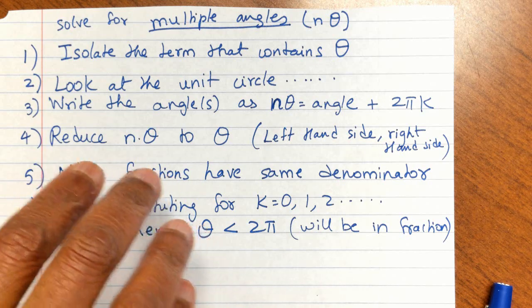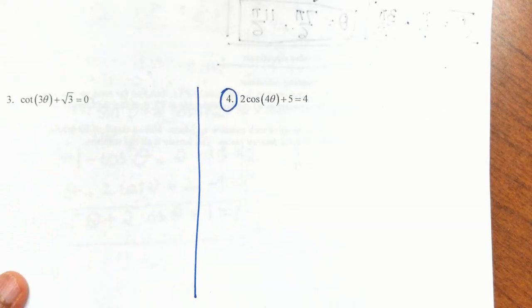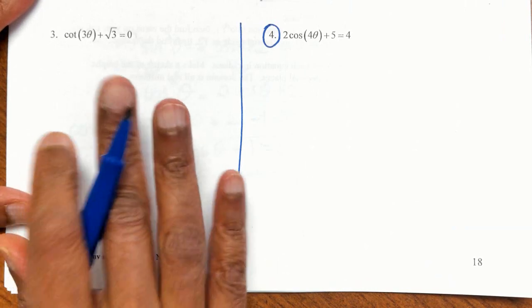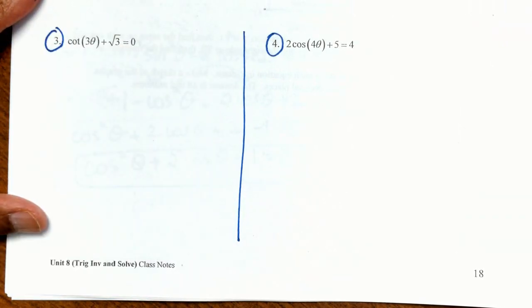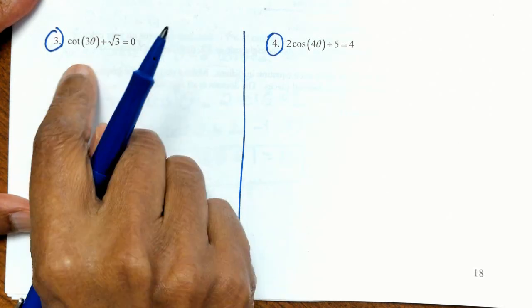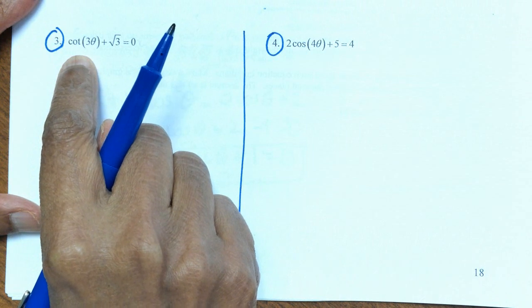Since I made you guys write down these notes, I would like us to do one more problem. That way you can follow the steps that I've given and work on it independently. So I'll give you guys about 5-7 minutes, and I'll show you the work. So let's all work on 3. Let's just read it. Cotangent 3 theta plus square root of 3 equals 0. So the first step will be the same. What does it say on your notes for the first step? You have to isolate the term that contains theta. So you will get cotangent 3 theta by itself.